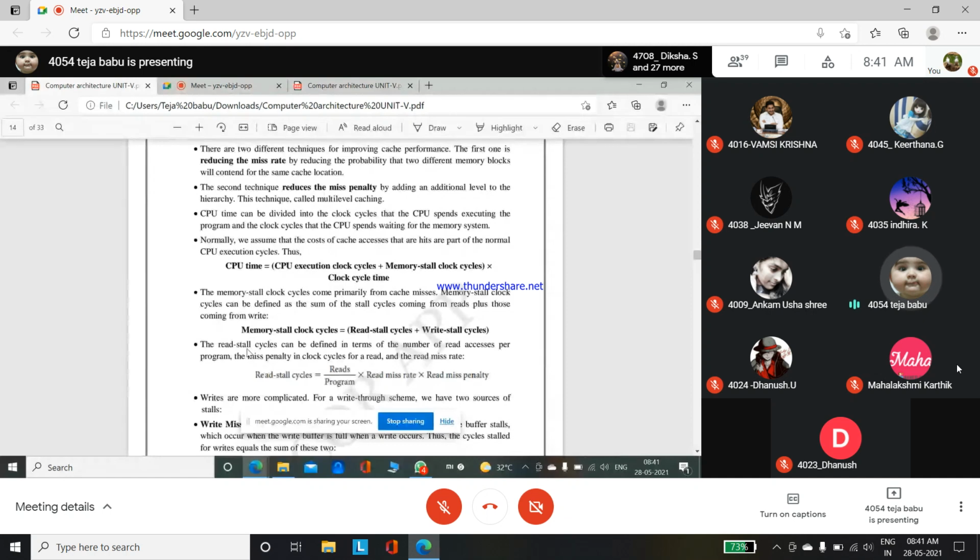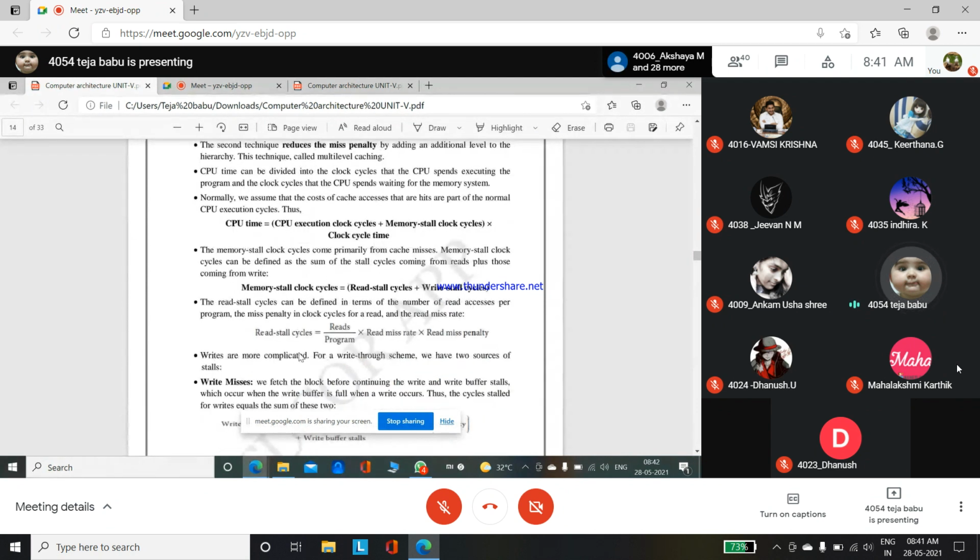And the read stall cycles can be defined in terms of the number of read accesses per program, the miss penalty in clock cycles for a read, and the read miss rate. As we discussed miss rate and miss penalty before, the read stall cycles are defined as the number of read accesses per program, the read miss penalty, and the read miss rate.